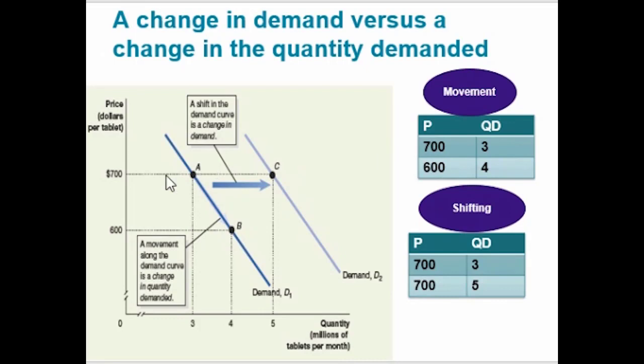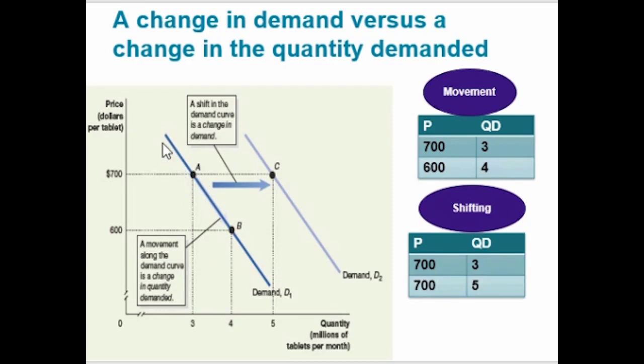As you can see, price decreases from 700 to 600 and demand increases from 3 million to 4 million, as we have written quantity in million. So when price decreases, quantity demanded increases. Price decreases to 600 and demand increases to 4 million. So we move from point A to point B. We are on a single demand curve.